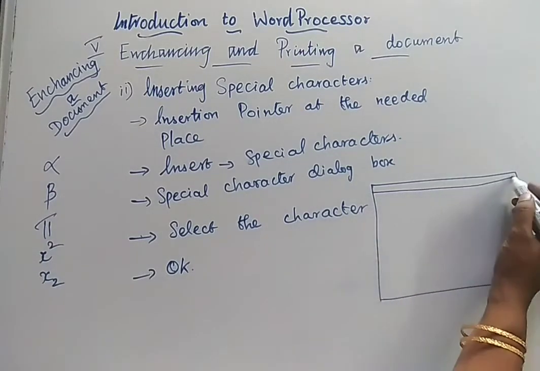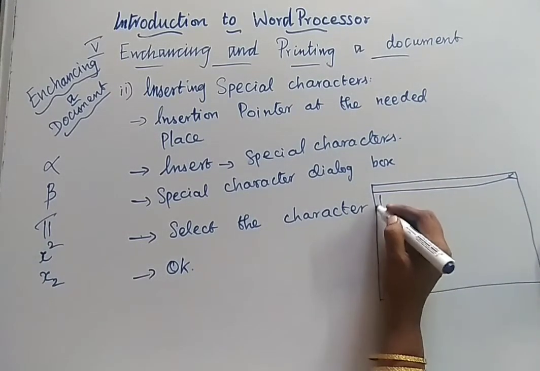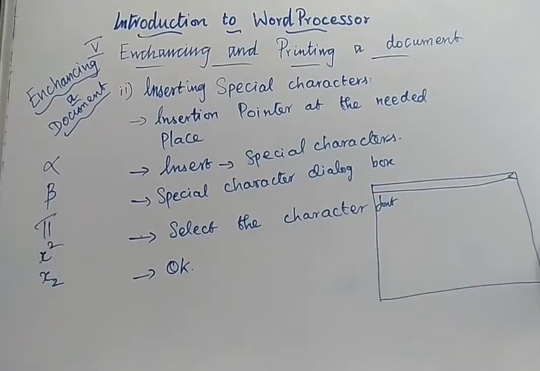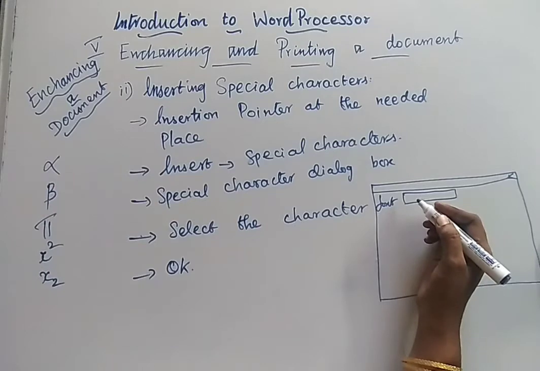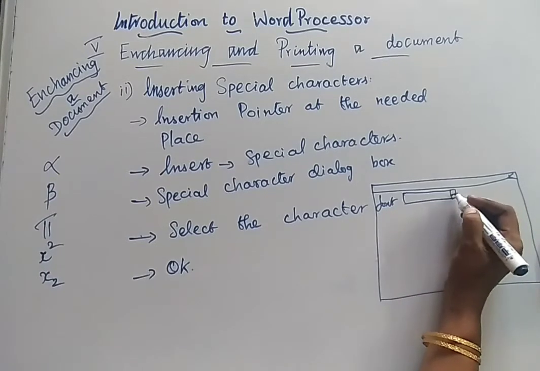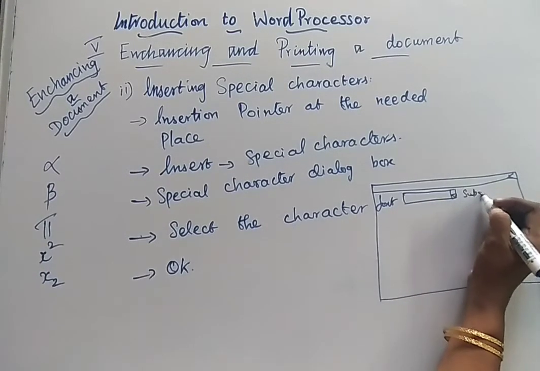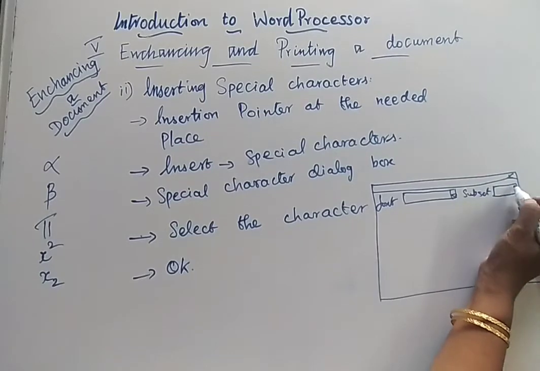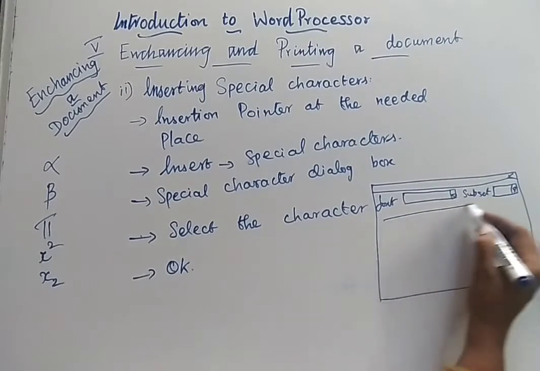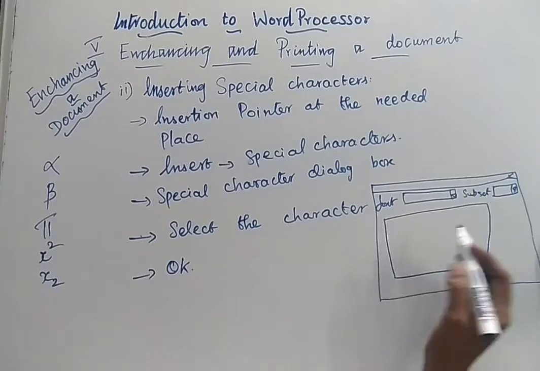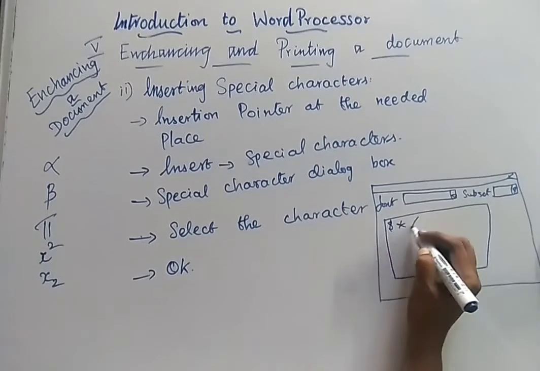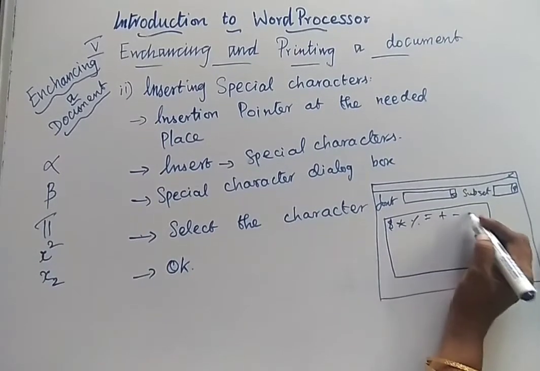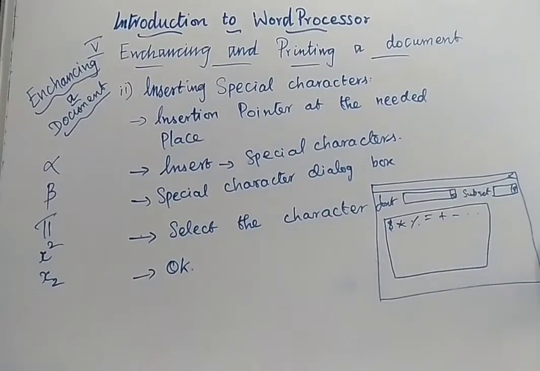As usual, here you have the close button. Here you have the font. Next you have your subset. From these you are going to select. Here you will have all the special characters: dollar symbol, percentage, equal to, plus, minus, and many more. For example, these are the characters displayed here.